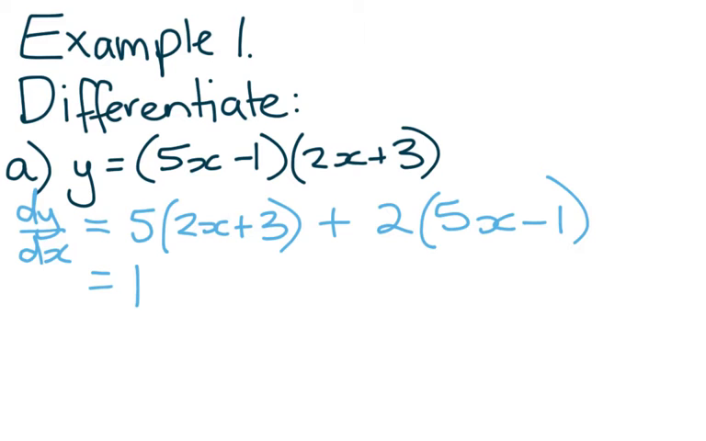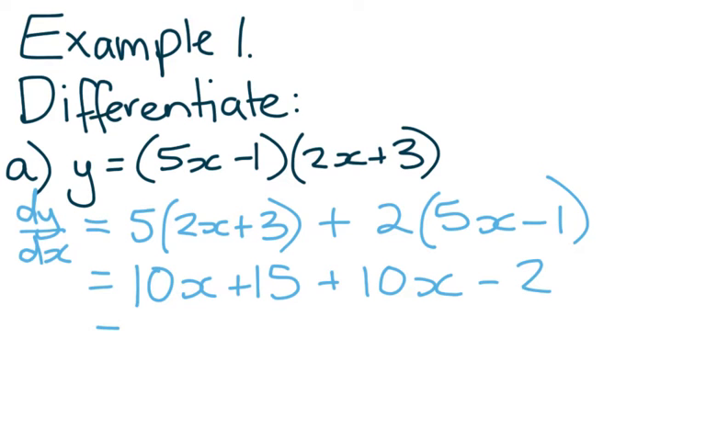So then we can expand both of these. So we've got 10x plus 15 plus 10x take 2. So we end up with 20x plus 13 as our expanded answer. In some questions, you don't always have to expand the product rule like I've done with the 20x plus 13. Sometimes it's appropriate just to show that you have actually used the product rule. So the first line of working might be sufficient. Just have a look at mark allocations when you're doing those.